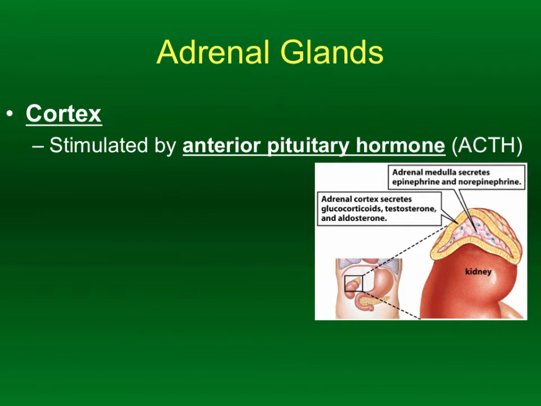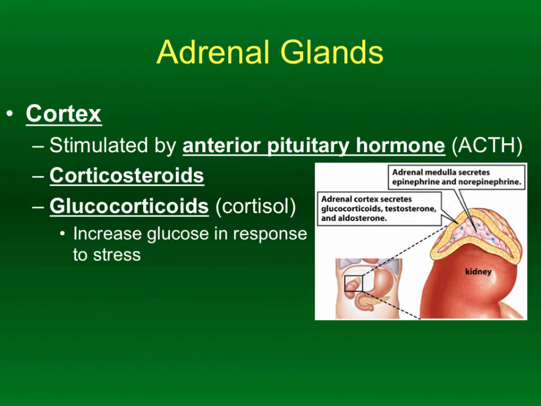The cortex, then, is the part that's more under control of the ACTH, and the cortex is what's involved with releasing corticosteroids and glucocorticoids like cortisol. This is in the context of long-term or chronic stress. So not the kind of stress where you're confronted by a mugger on the street or you're about to get in a car accident. This is the kind of stress where you've been at a crummy job for the past 10 years and you're stressed out all the time.